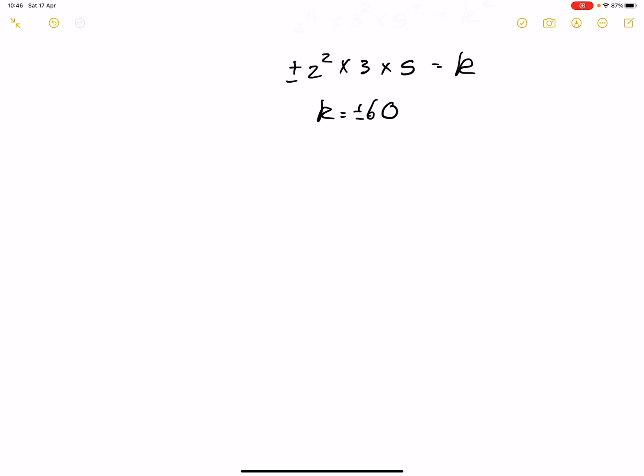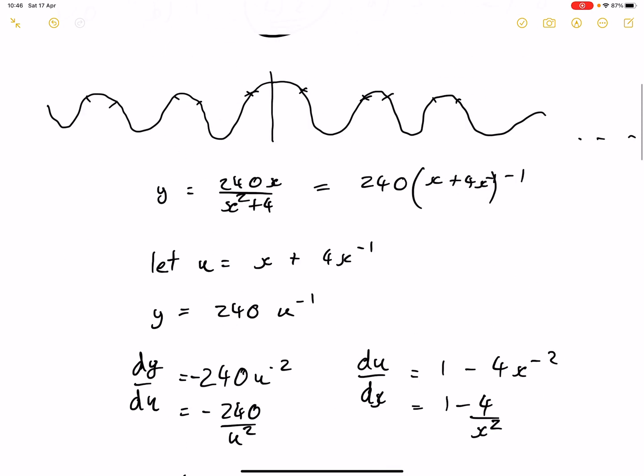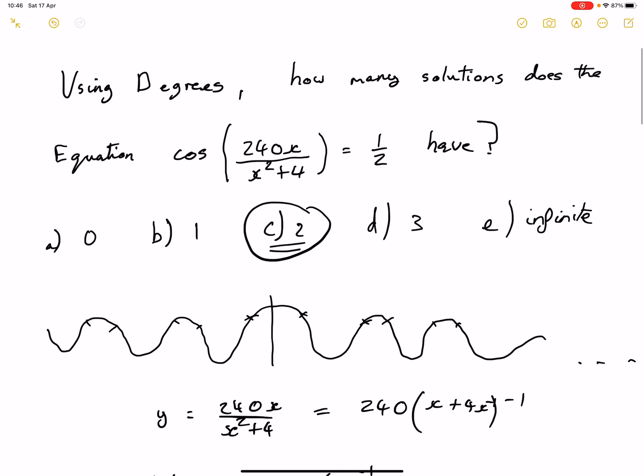And therefore, our function has only two maximums and minimums at plus or minus 60. Therefore, the actual equation has only 2 solutions. So that is answer C, as we saw earlier.